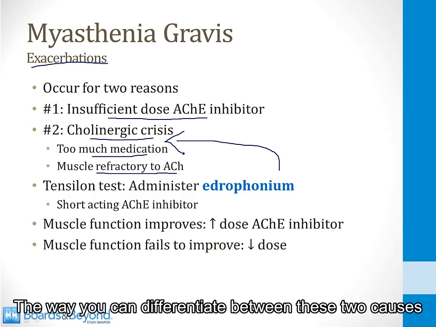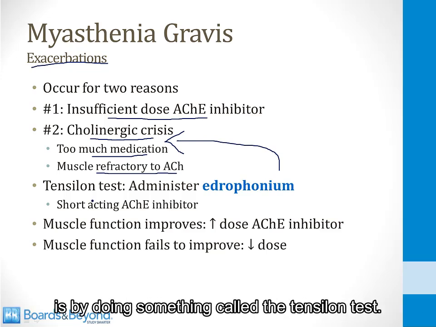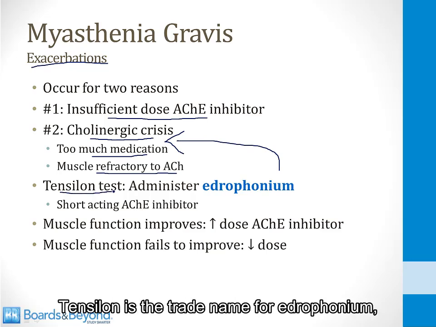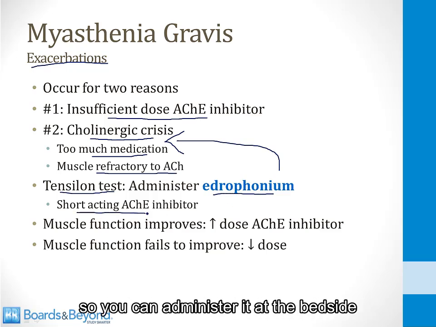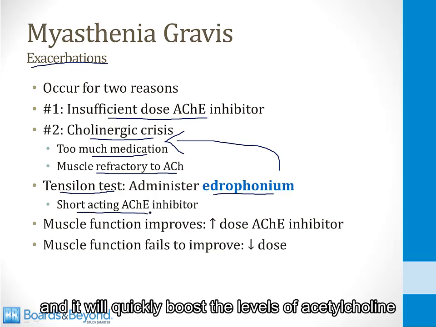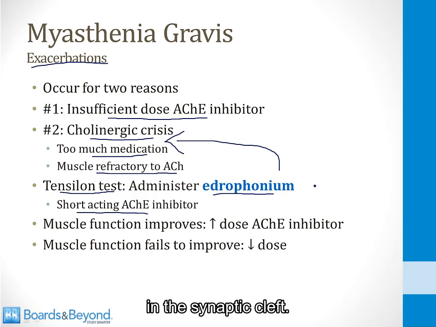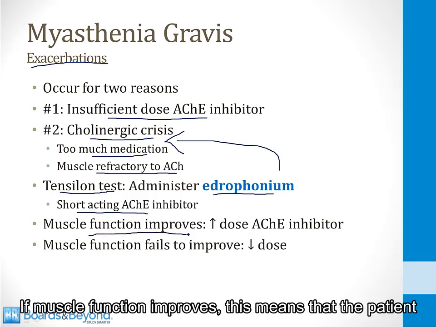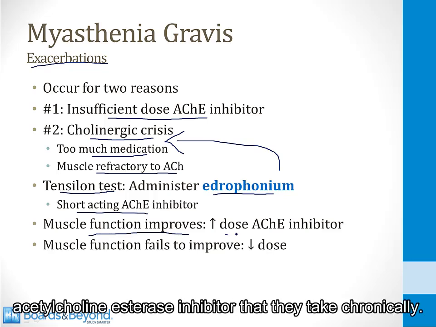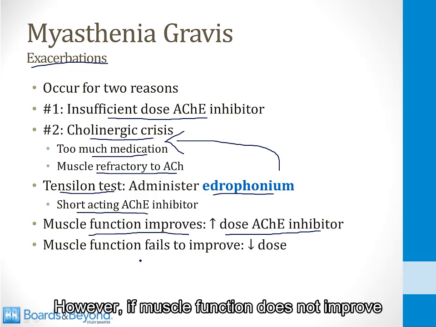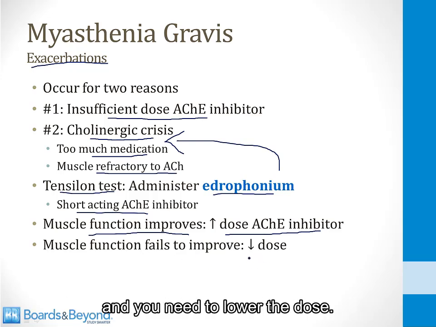The way you can differentiate between these two causes is by doing something called the Tensilon test. Tensilon is the trade name for edrophonium, an acetylcholinesterase inhibitor, and edrophonium is short-acting, so you can administer it at the bedside and it will quickly boost the levels of acetylcholine in the synaptic cleft. If muscle function improves, this means that the patient needs a higher dose of their acetylcholinesterase inhibitor that they take chronically. However, if muscle function does not improve, it means that they are in a cholinergic crisis and you need to lower the dose.